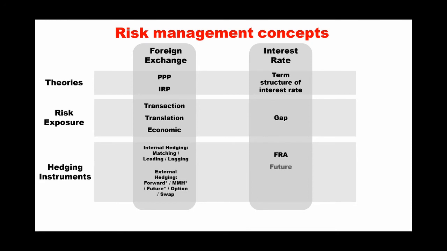For hedging instruments, it's the third row. Under foreign exchange, it includes internal hedging and external hedging. Internal hedging includes matching, leading, and lagging. External hedging includes forward, money market hedge, future, option, and swap. Under interest rate, the hedging instruments are FRA, the forward rate agreement, future, option, and swap.